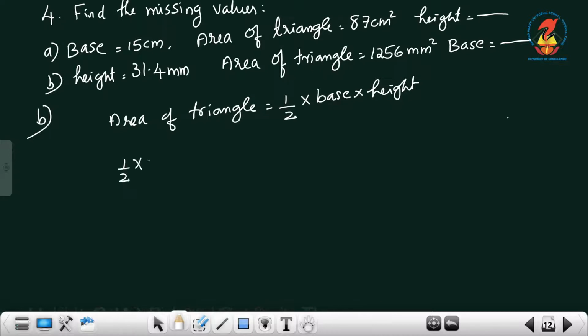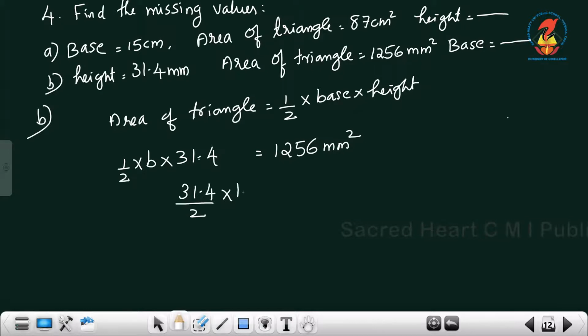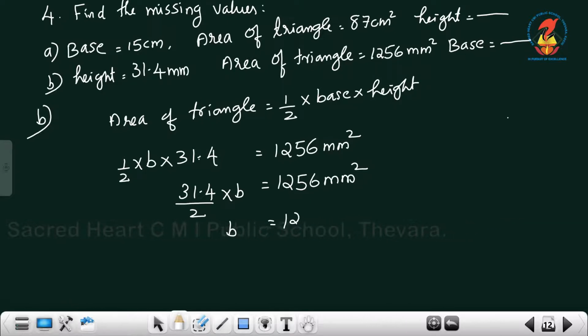Half into base, not given, b, height is 31.4. What is the area of the triangle? The area is 1256 millimeter square. So 1 by 2 into 31.4, 31.4 divided by 2 into b equal to 1256 millimeter square. Okay, b equal to, by the transposing method, we can write 1256 divided by 31.4 divided by 2.